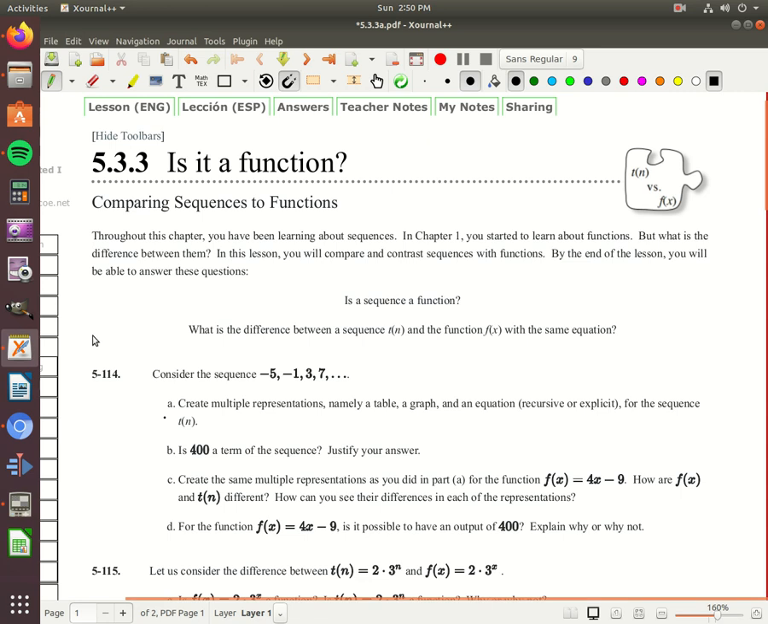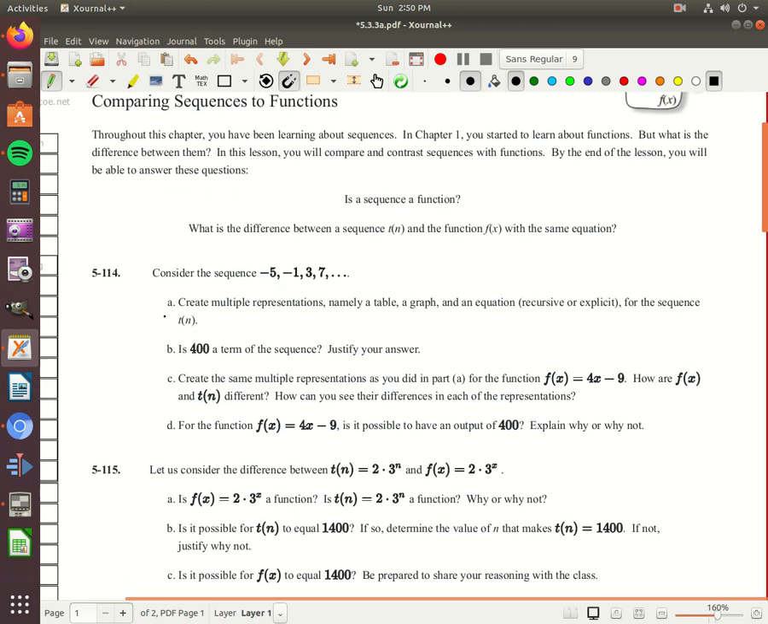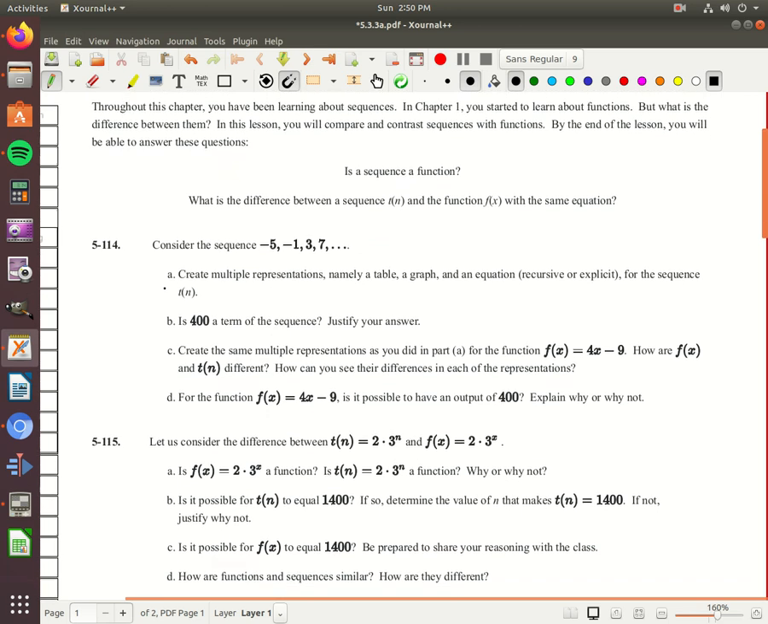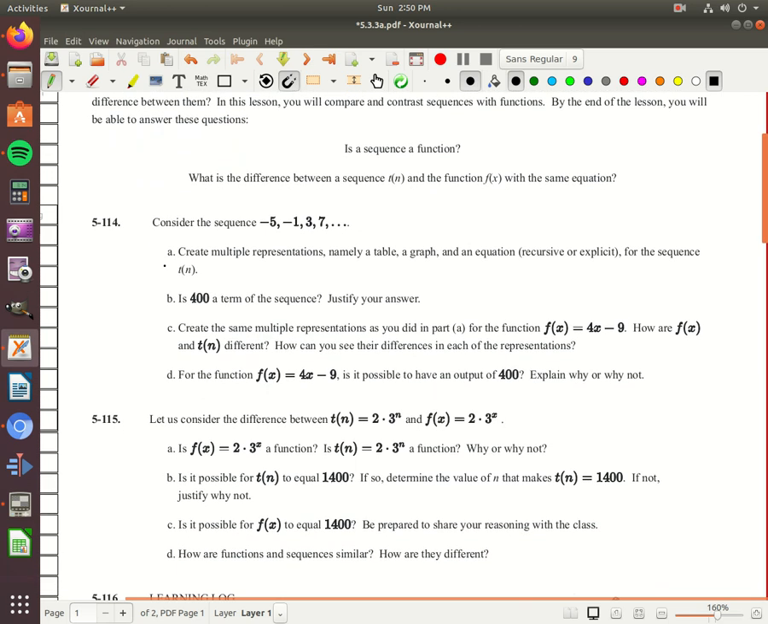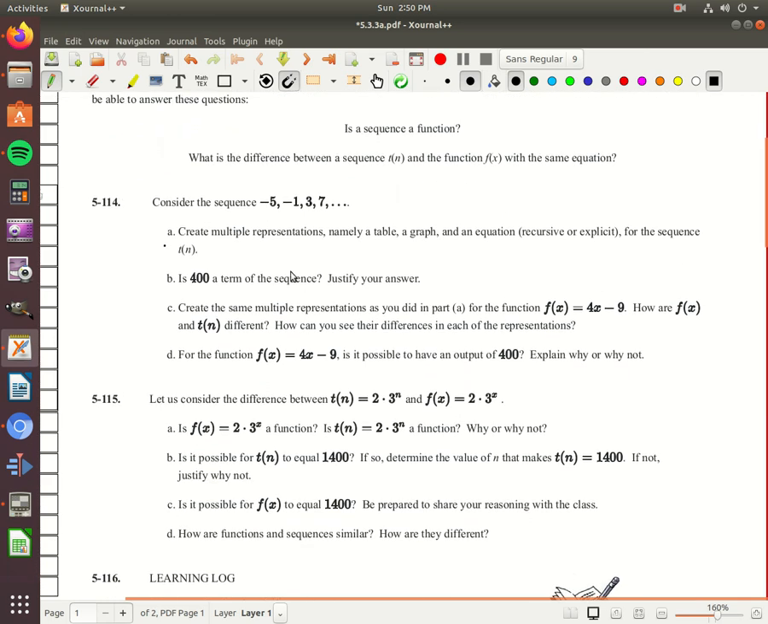Chapter 5, comparing sequences to functions. So hopefully, by now we have a lot of understanding on the differences between sequences and functions, although ironically a sequence is a function. However, we'll just pretend that we're going to focus on the dissimilarities, not the similarities. Anyways, if we look at the sequence -5, -1, 3, 7, create multiple representations, namely a graph, a table.